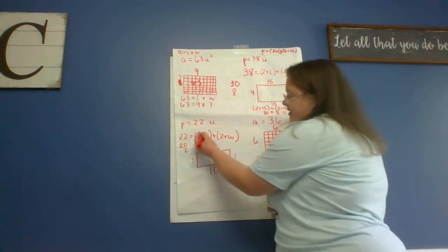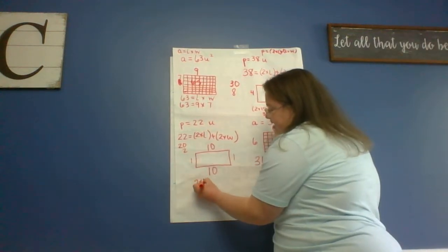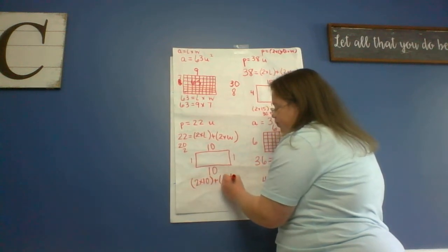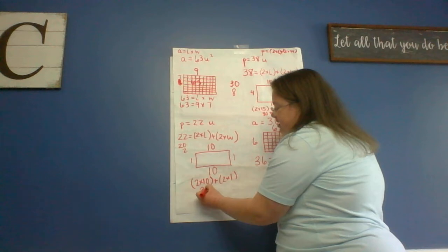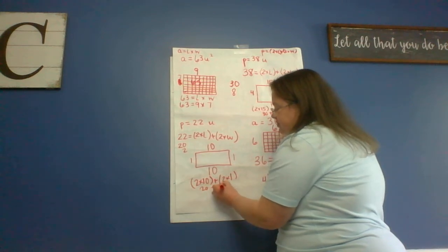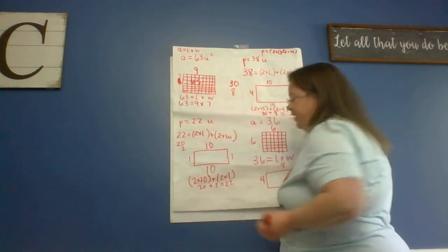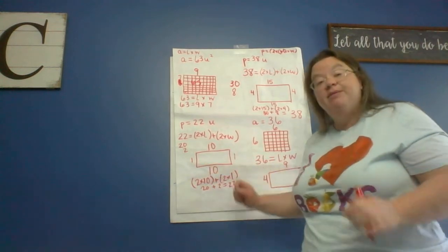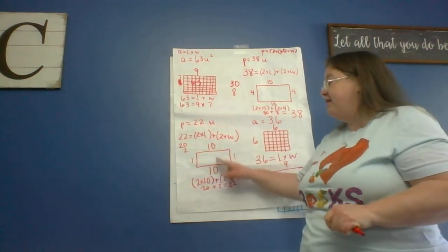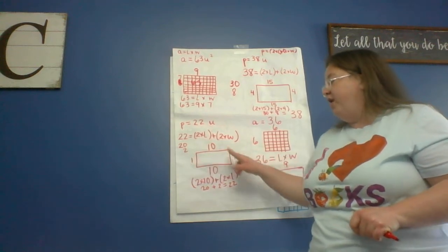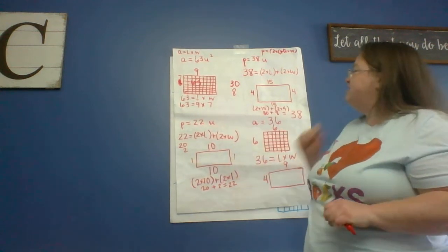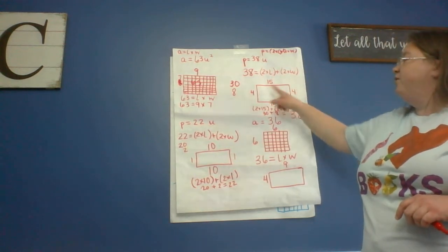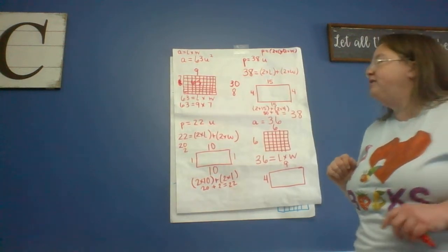So if I put that back into the formula, 2 times 10 plus 2 times 1, I get 20 plus 2, which is 22. And if you're struggling with the formula, just add them all up and be sure they equal the perimeter. So 10 plus 10 is 20, 21, 22. And I think I forgot to do that for this one, but 15 plus 15 is 30. 4 plus 4 is 8. Okay?